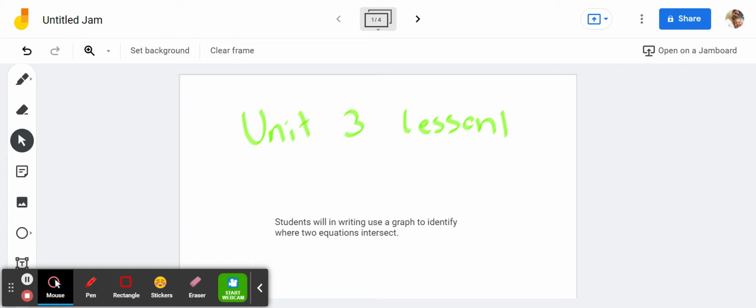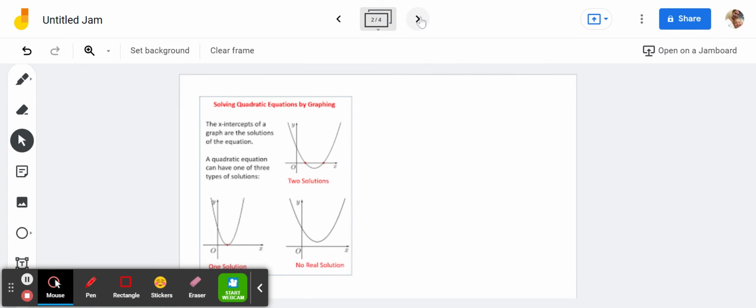All right, welcome to Unit 3, Lesson 1. In this unit, we'll be talking about systems of equations. So that's two equations on one graph. Today we're just going to do a little introduction, and we will be using a graph to identify where two equations intersect. So today we're just using the graphs.